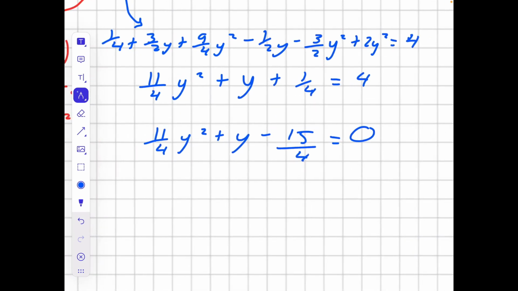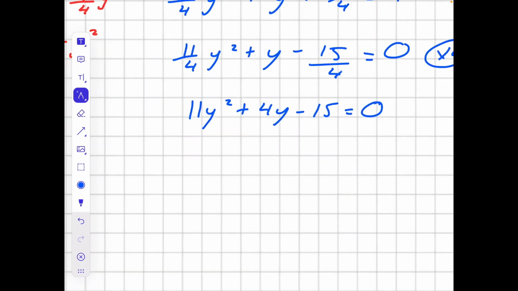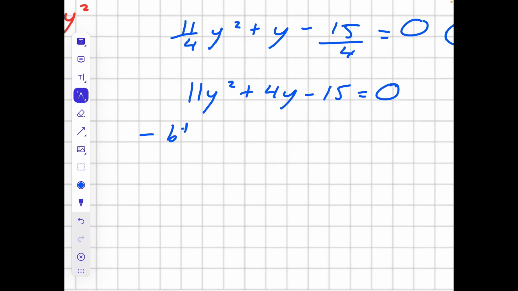Now, from here, you have two options. You can leave it at that, so use those numbers in the minus b formula. It will work. But here, we can actually multiply across by 4, and that will get rid of the fractions for us. So multiply everything by 4. That will give me 11y squared plus 4y minus 15 is equal to 0. Multiplied by 4 is 0. And I can use that in my minus b formula.